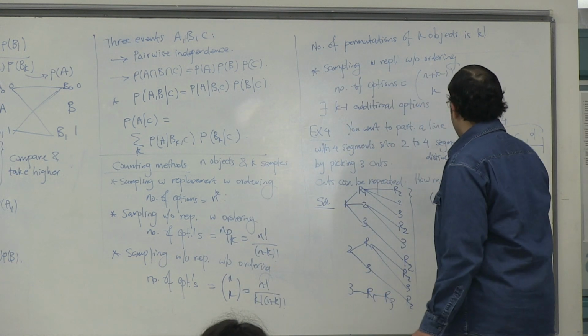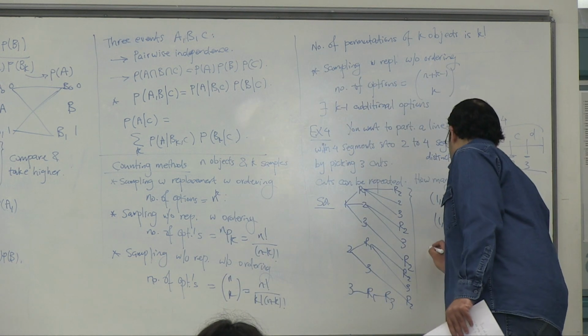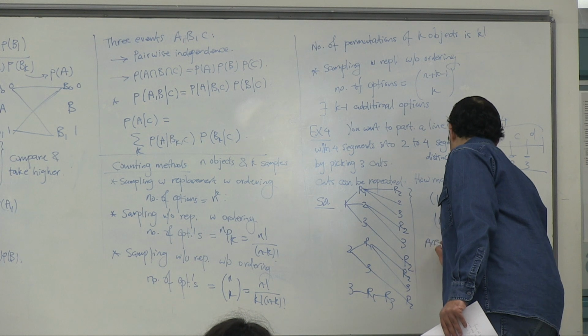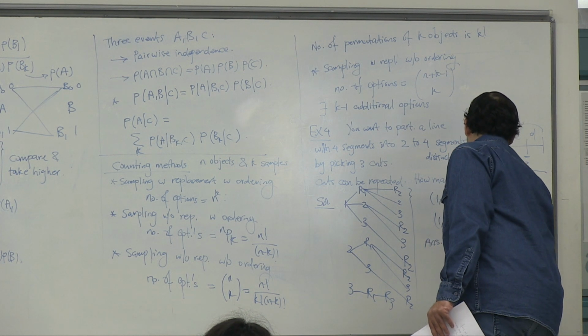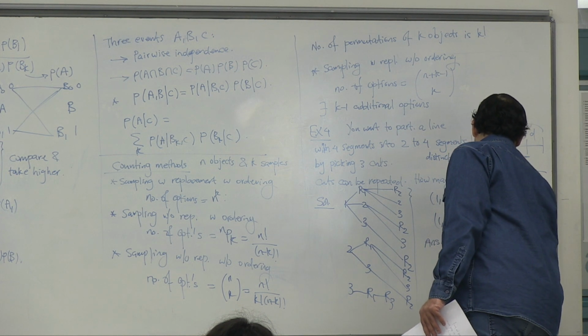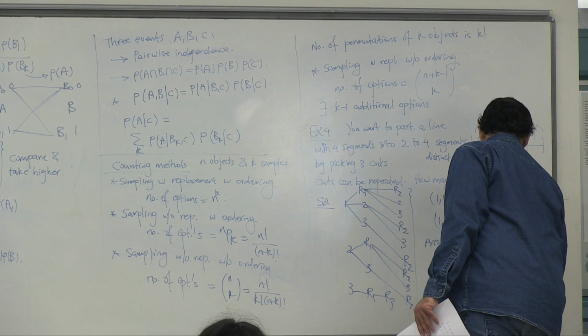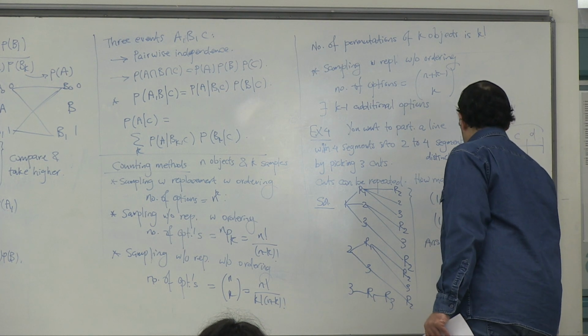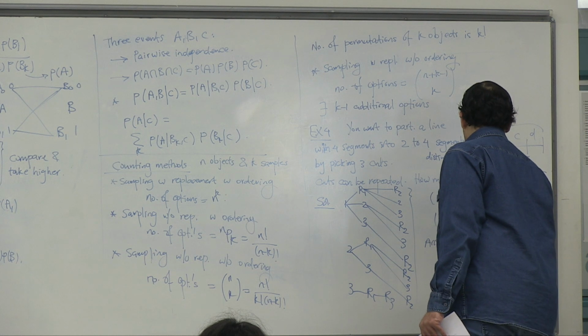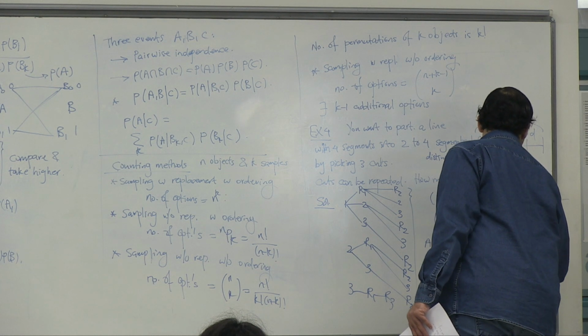Which essentially could have been found by noticing we apply this directly. So the answer is n plus k minus 1 choose k, which is 5 choose 3, because here you have 3 and 3 and 3, which is 10.